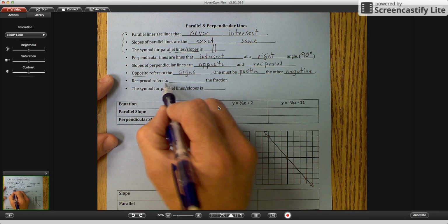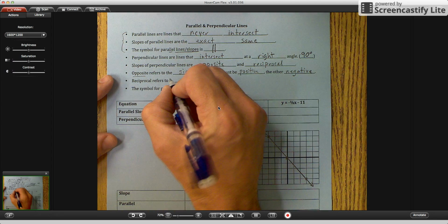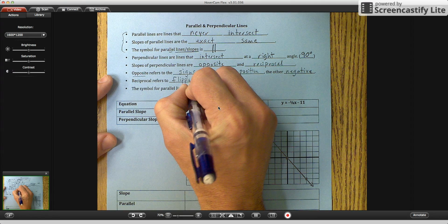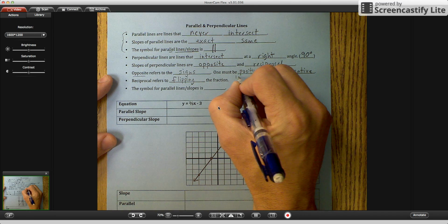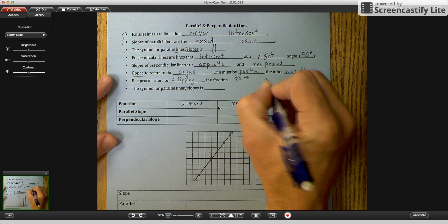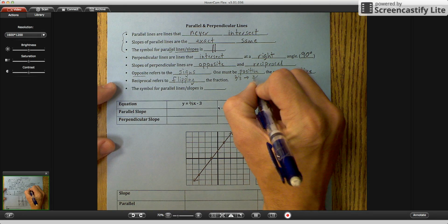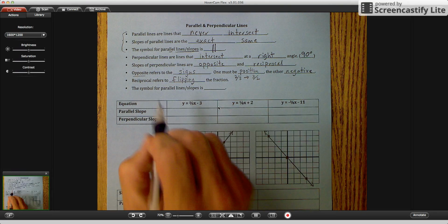Reciprocal refers to flipping the fraction. So if you had, actually we'll go 2/3. The reciprocal of 2/3 would be, well, you flip the fraction. So 3/2. Okay, so that's the reciprocal.